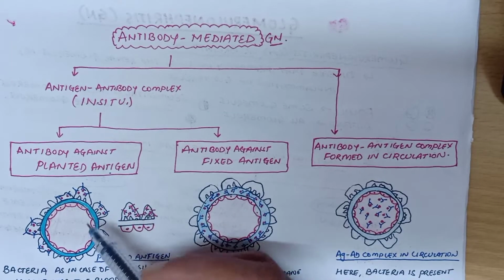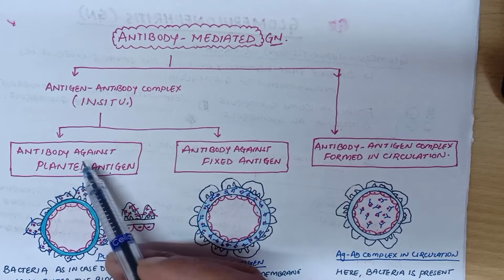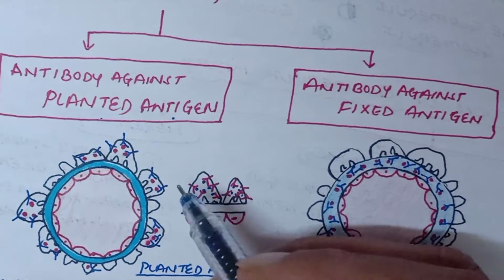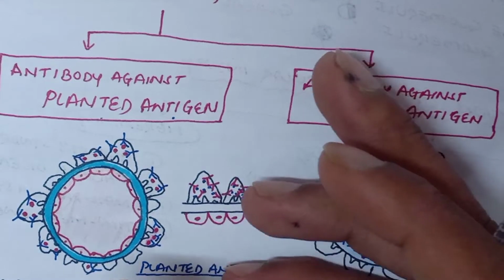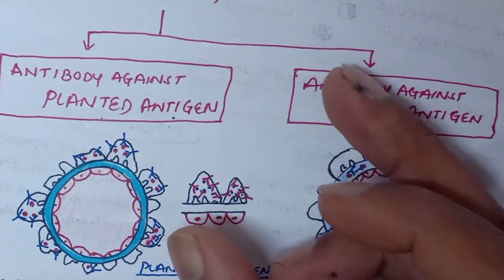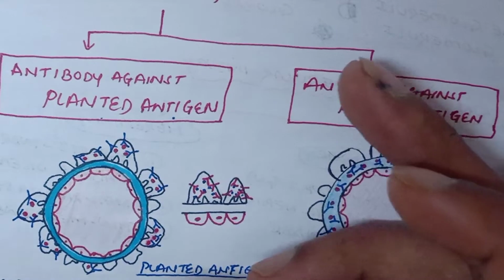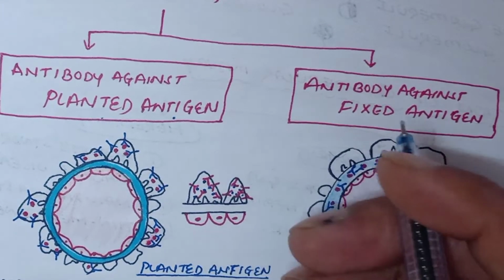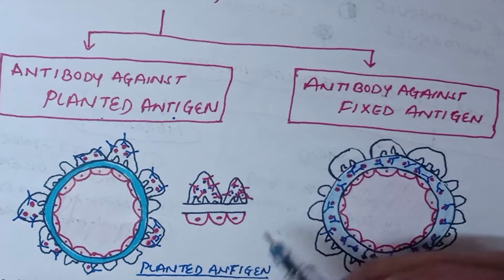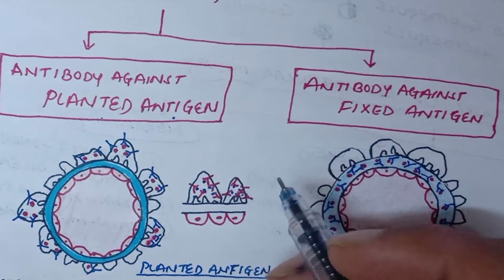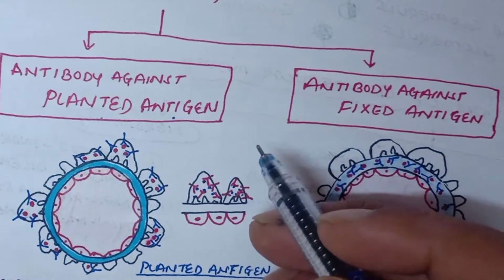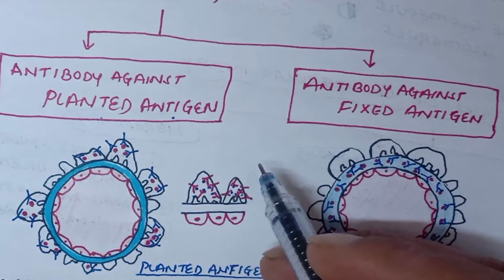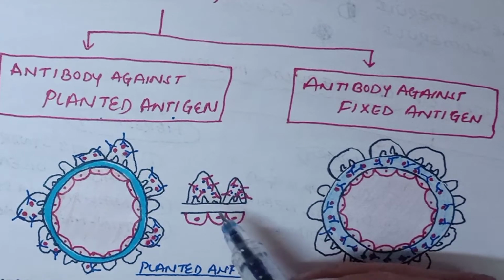Now we'll talk about what happens when there is antibody against planted antigen. Let's say if a person is suffering from acute tonsillitis, acute bacterial tonsillitis or acute bacterial pharyngitis, then what happens? Some bacteria will enter the bloodstream and it is carried to the kidneys. This bacteria will be carried to the kidney and will enter into the filtration barrier by afferent arterioles.